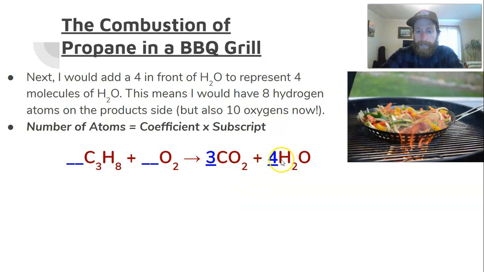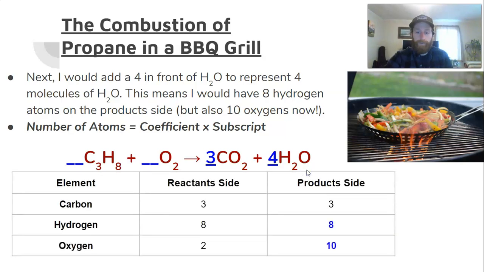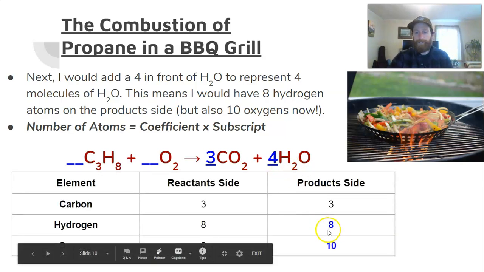Again, 4 times 2 is 8 hydrogen, but because oxygen is also in water, I have to ask myself, what does that do to my total count of oxygen? When I go to add up oxygen, I have 3 times 2 on the carbon dioxide, so that's 6 total oxygen there, plus 4 times 1 in the water is 4 more. In total, when I go to update my table, yes, I've balanced hydrogen at 8, 4 times 2, but I've also increased oxygen up to 10 now. Again, 3 times 2 is 6, plus 4 times 1 is a total of 10. So I'm getting there. I balanced 2 rows, carbon and hydrogen, but now I need to balance oxygen.